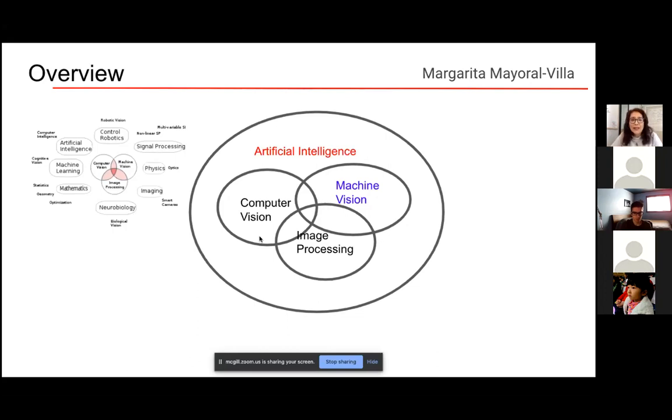We have a lot of applications also in medicine, agriculture, industrial processing, taking care of different machines, taking care of different parts of the environment. So there are a lot of applications in which artificial intelligence with computer vision, machine vision, and image processing are helping us to solve a lot of problems that society has in real life.